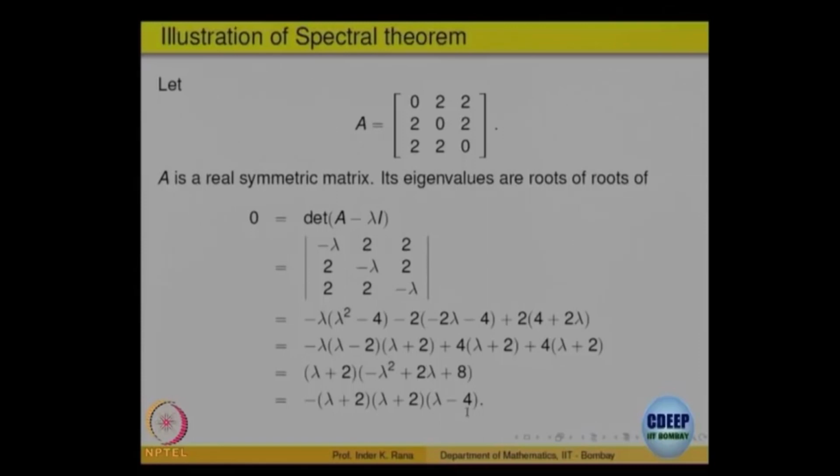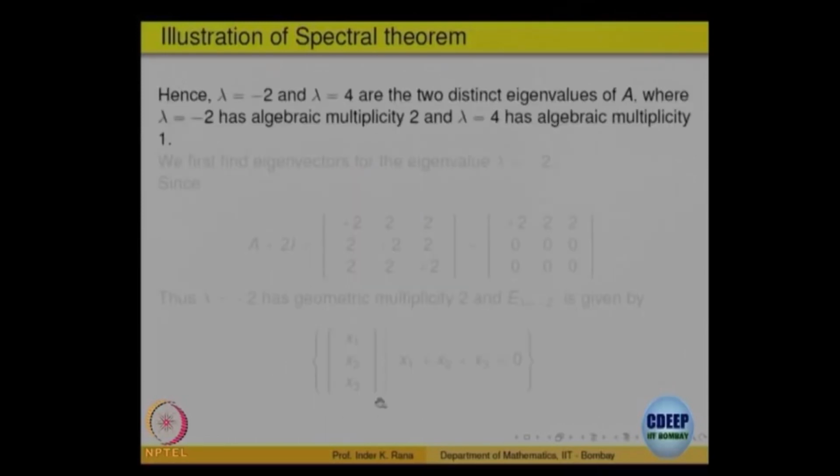So, for lambda equal to 4 there is not going to be a problem, because there is an eigenvalue lambda equal to 4, and we can find an eigenvector corresponding to it. The only work to be done is for lambda equal to minus 2. So, let us compute that. The algebraic multiplicity of lambda equal to minus 2 is 2 and of lambda equal to 4 is 1. So, let us look at the eigenvectors for the eigenvalue lambda equal to minus 2.